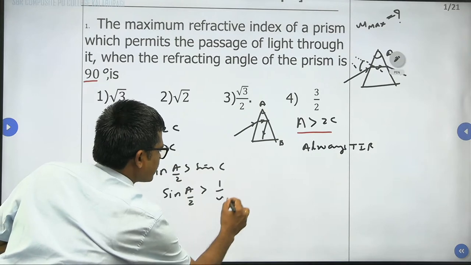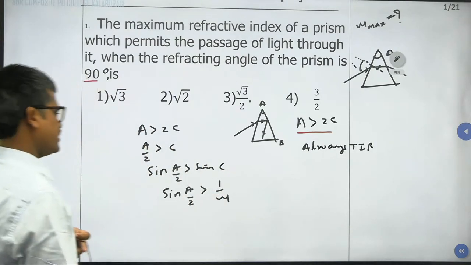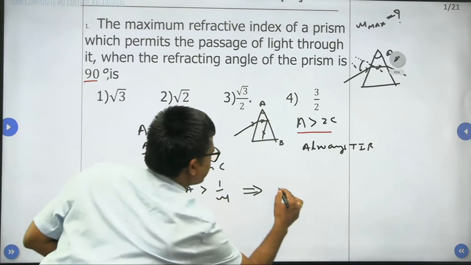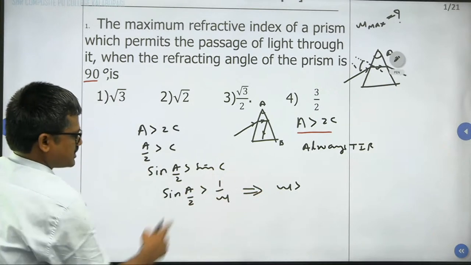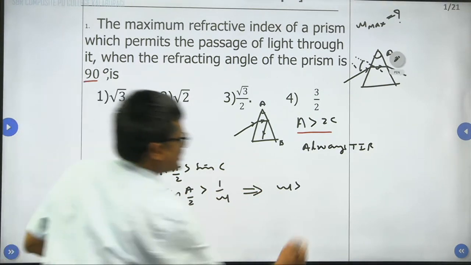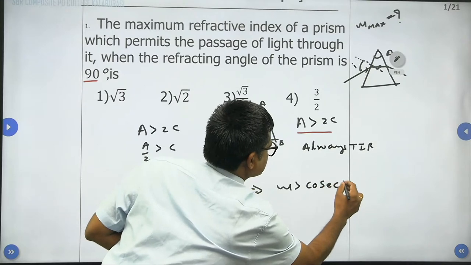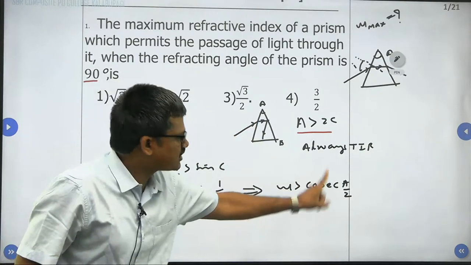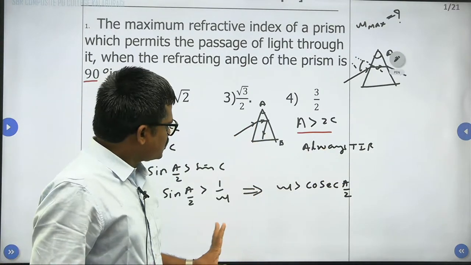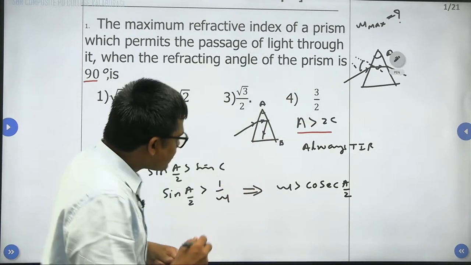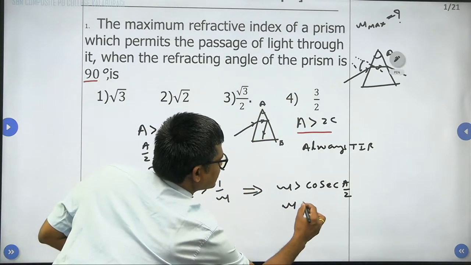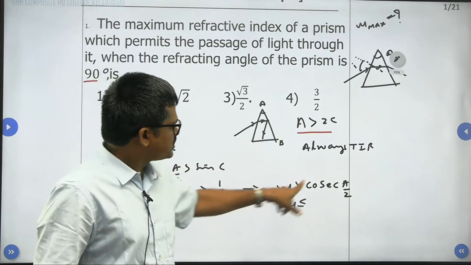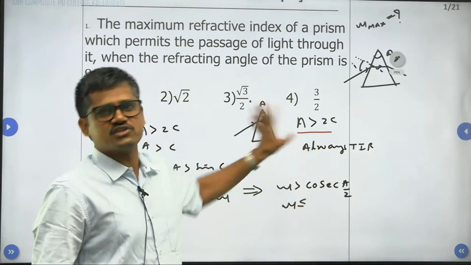Then what is sine C here? It will be the reciprocal of the refractive index. Now you take this mu to this side. Mu will be greater than the reciprocal of sine, so can I take here cosec? Cosec A by 2. So for always TIR, mu should be greater than cosec A by 2. Right or not? So to pass through always, definitely mu should be either equal to that or less than this. Mu greater than cosec A by 2 is the condition for always TIR.